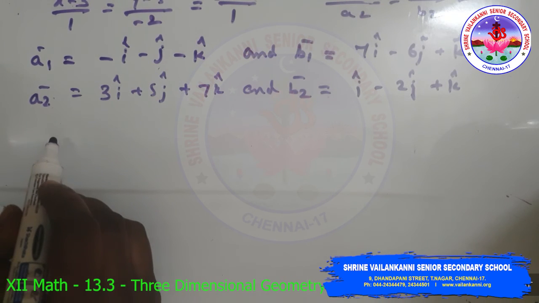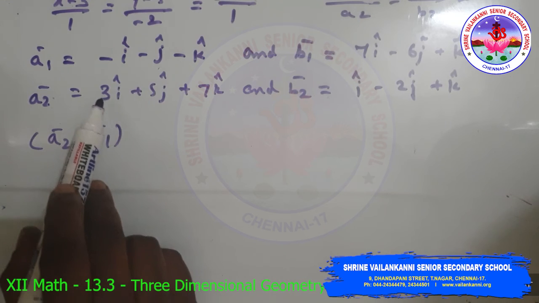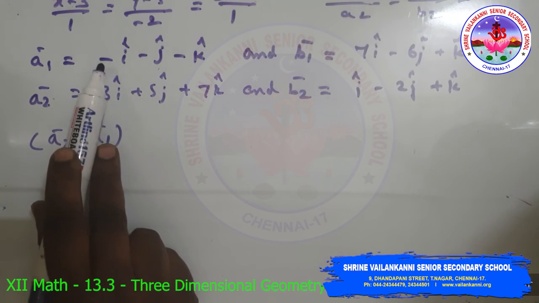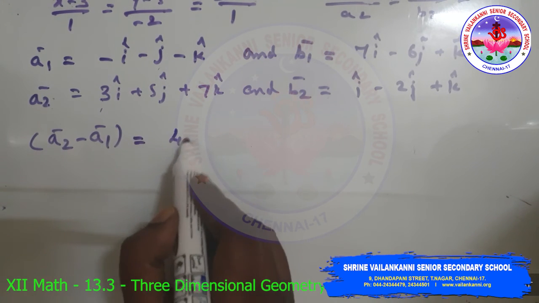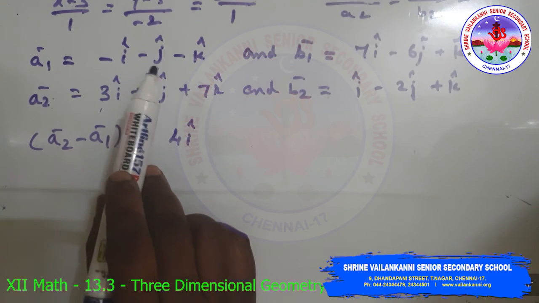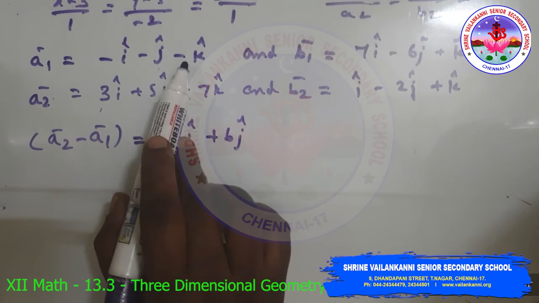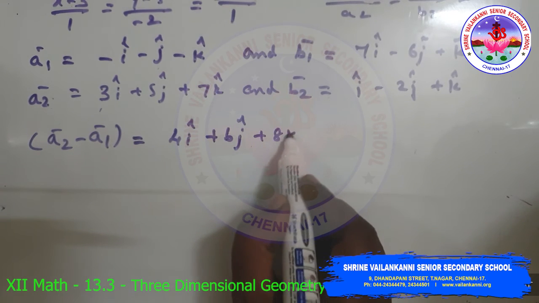So first we will find a2 − a1. Substitute the values in the formula, we get the shortest distance between the lines. So a2 − a1, subtracting these two: 3 minus of −1 which is 4i, 5 minus of −1 which is plus 6j, 7 minus of −1 which is 8k.